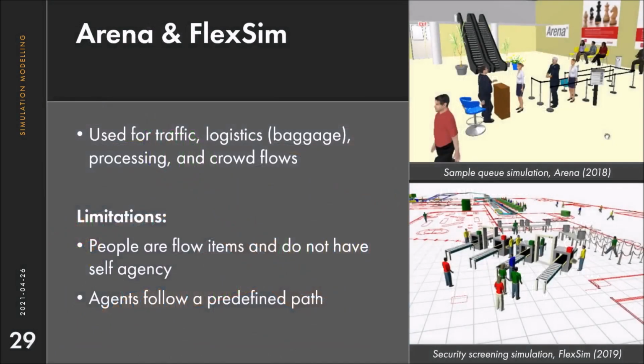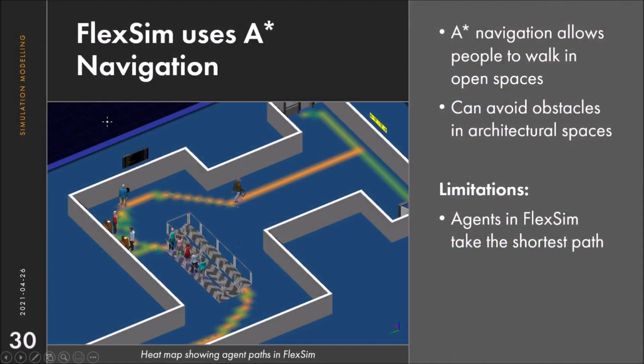Arena and FlexSim are both used in industrial applications, which are strong at modeling traffic flows, logistics, processing, and crowd flows. Both tools represent people as a flow item in a system, which means that they don't have self-agency. In Arena, the biggest limitation is that people follow a linear, predefined path to their targets and do not have spatial awareness. Likewise, FlexSim also provides its people the shortest path to their target without any influences from the surrounding environment. However, unlike Arena, FlexSim does use an A-star navigation, which can adapt to block paths and mimic people walking in open spaces.